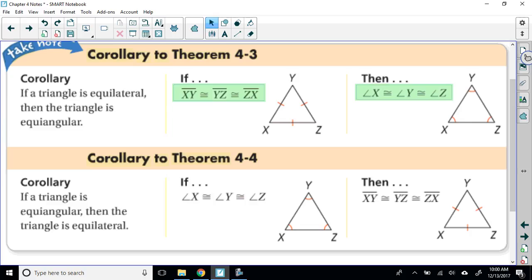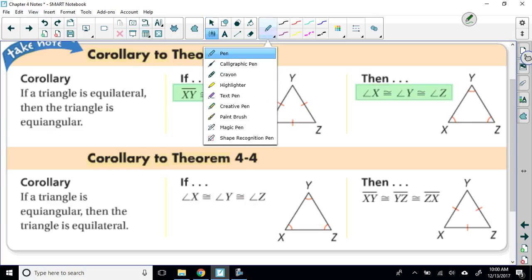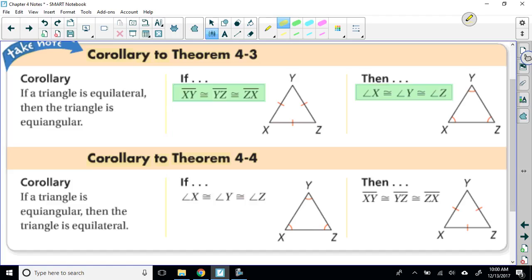So anyway, now the next thing we're looking at is the corollary to theorem 4.4, which kind of goes the other way. So this is assuming then that the angles are all the same. If angle x is congruent to angle y is congruent to angle z, then all the sides are the same. So if we have three congruent angles in a triangle, then all three sides are congruent. So the one kind of says if we have an equilateral triangle, then it's equiangular. The other says if we have an equiangular triangle, then it's equilateral.